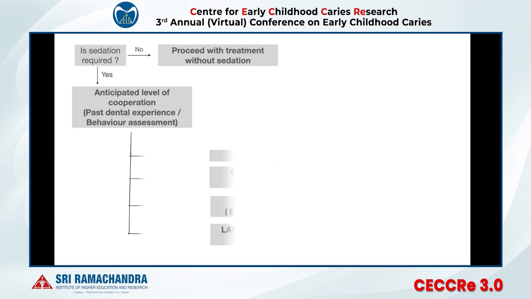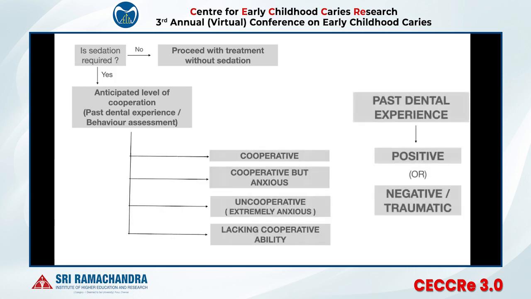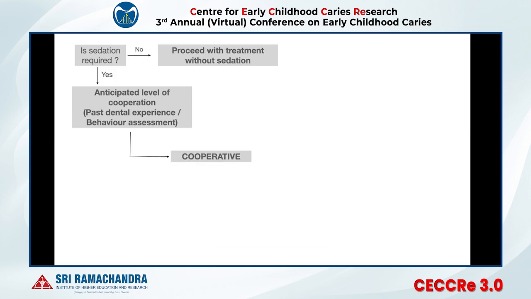Okay, now what is necessary over here is to assess the behavior of the child. Is the child cooperative? Is the child cooperative but a little anxious, like Frankl's positive type of children? Is the child very uncooperative, extremely anxious, or does the child lack cooperative ability? Now, this is a very simple classification of behavior of children who may enter into the dental clinic, because as soon as the child steps into the dental clinic, we are mentally making this classification whether we like it or not. And let's break it down into individual subheadings.